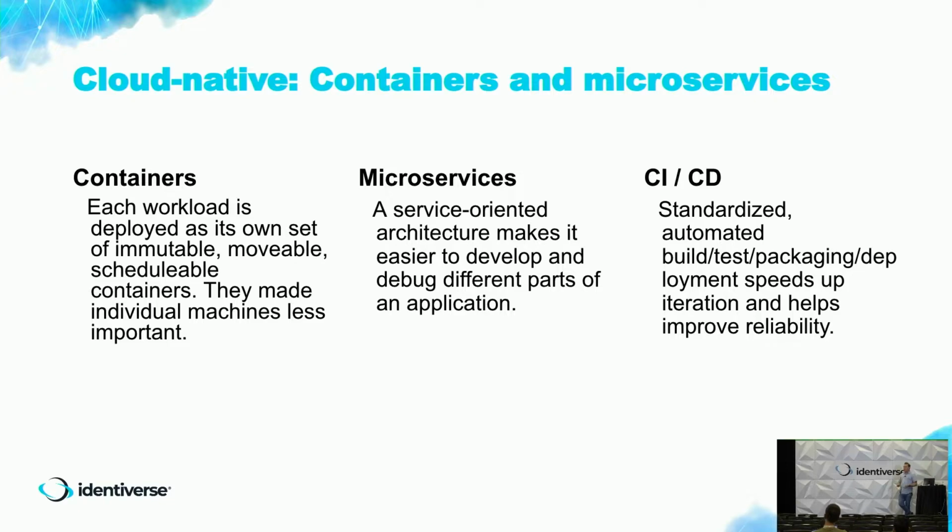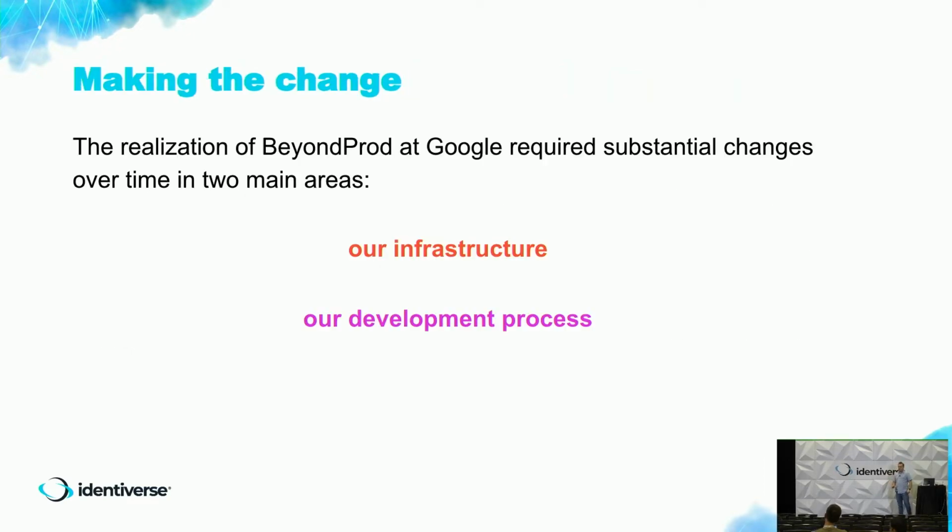And then, of course, microservices is a service-oriented architecture that makes it easy to develop and debug different parts of an application. And lastly, continuous integration and continuous deployment. Standardized, automated build, test, packaging, and deployment that speeds up iteration and really helps improve reliability, because everything is built in exactly the same way by exactly the same system. Nothing is built on a user workstation anymore. We're centralizing all of our build processes.